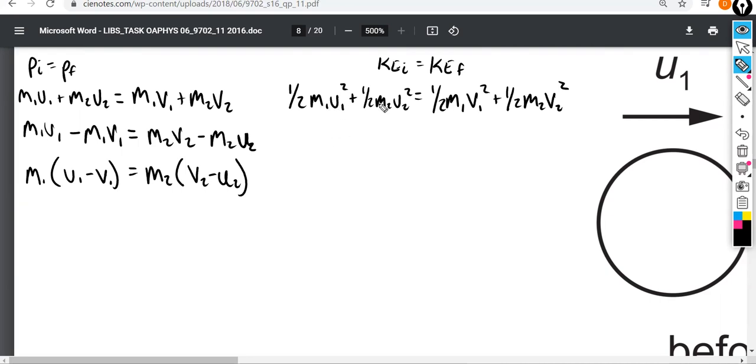Any suggestions for how to move forward on the kinetic energy conservation equation? Which remember, by definition, if it's perfectly elastic, this has to be true. So now we're gonna say, okay, if that's true, then what else is true here? Anybody? What can we do here? We kind of wanna do the same thing here, but before we do any of that, is there a simplification we can make?